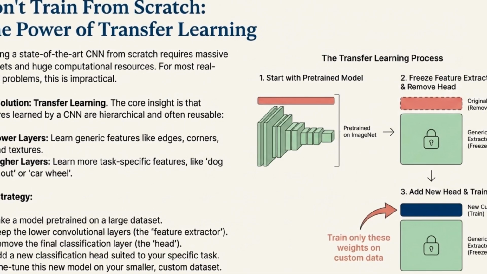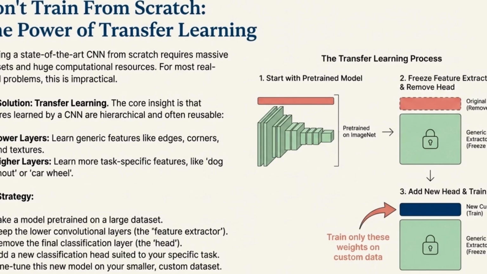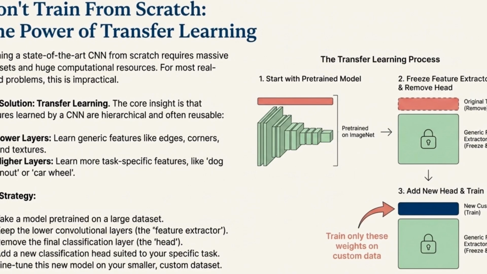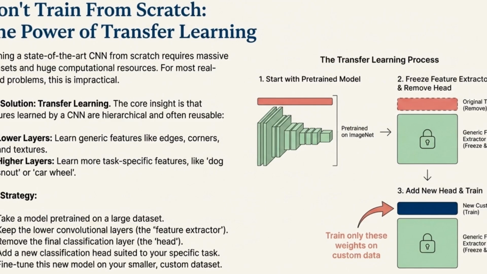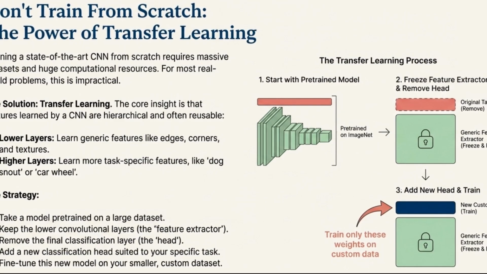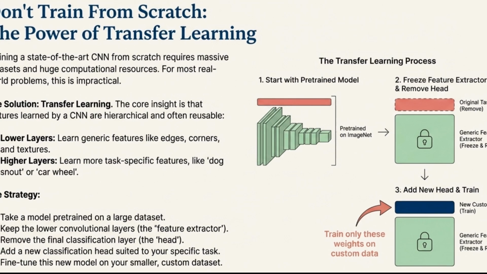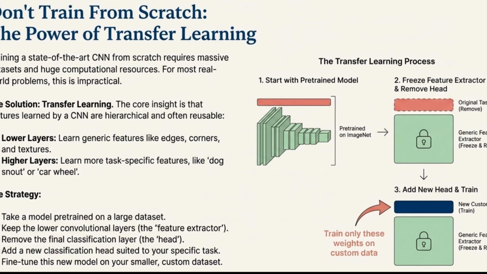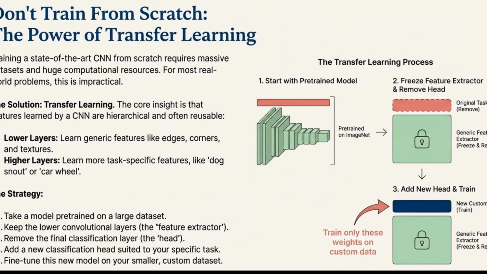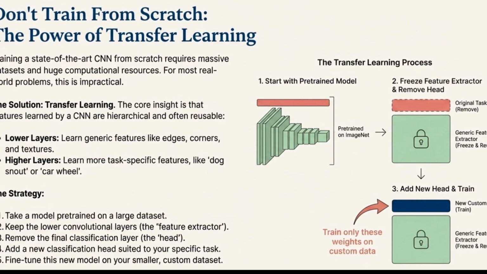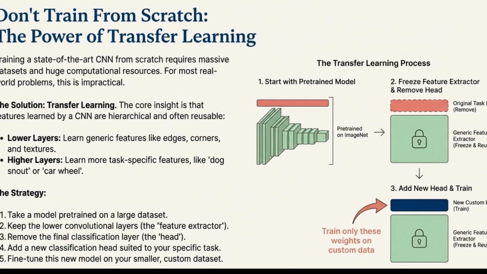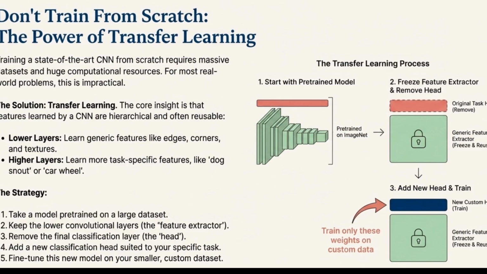This is where transfer learning becomes the single most effective strategy in the practitioner's playbook. The core insight is that features learned by a CNN are hierarchical and highly reusable. The lower layers of the network, as we discussed, learn generic features like simple edges, corners, and textures, features that are common to virtually all images, regardless of the task. The higher layers learn more task-specific features, such as dog snout or car wheel.